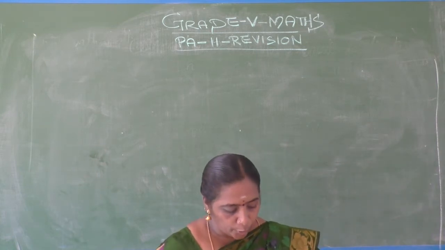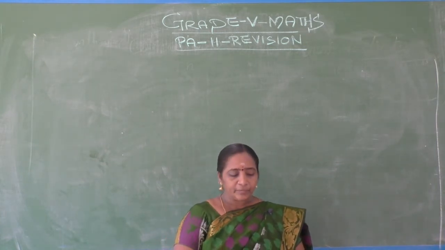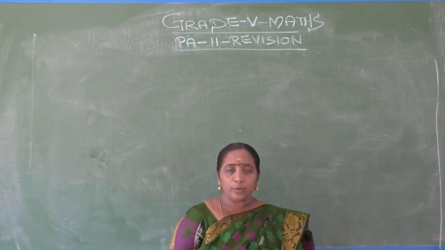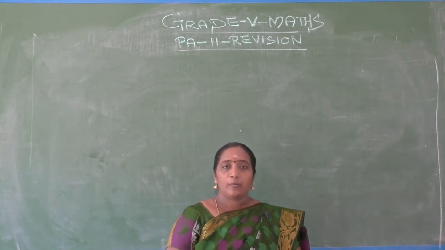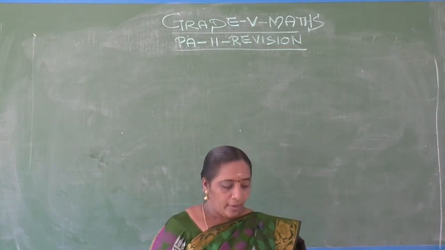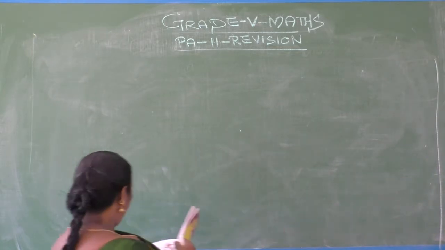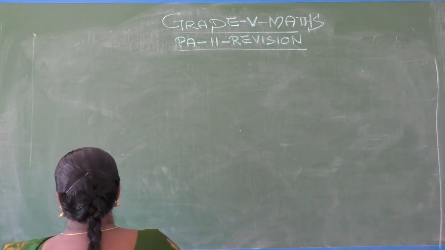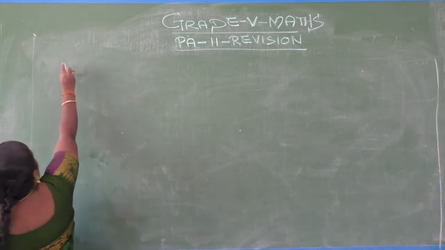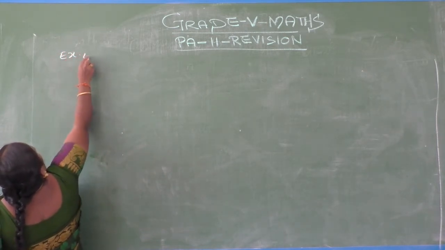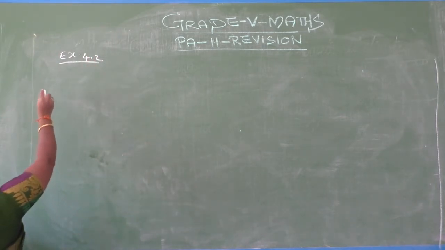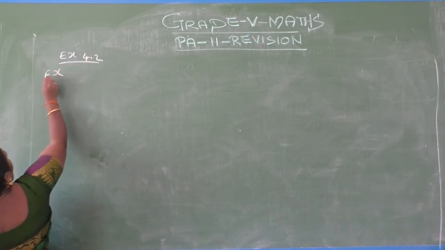See, in 4.2 we have seen the shortcut method of multiplication. How we can do the multiplication shortcut by 5, 25, 125 and 625. For example, how will we multiply by 5 in the shortcut method? See exercise 4.2. I will do one sum only as an example. Shortcut method.